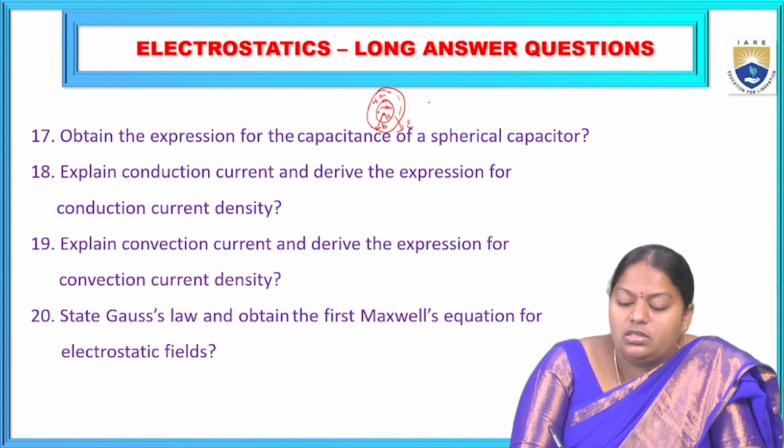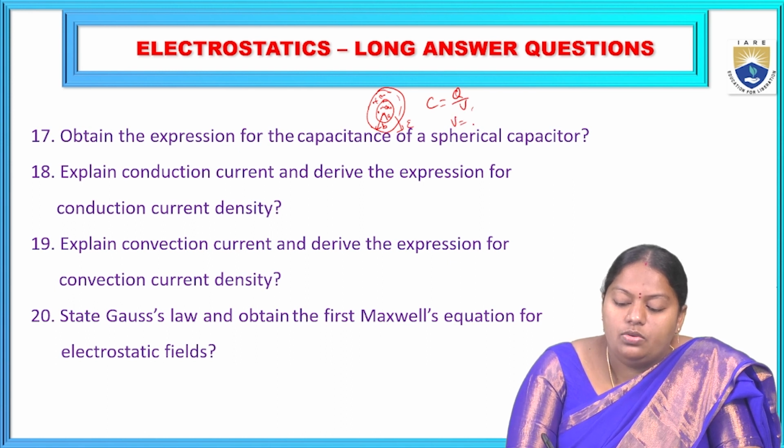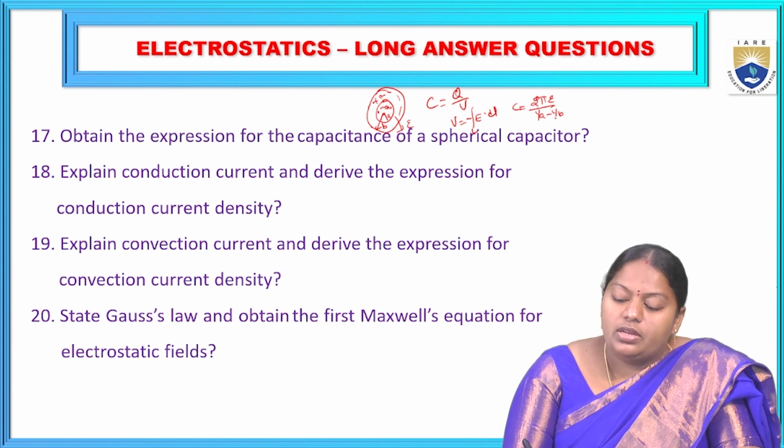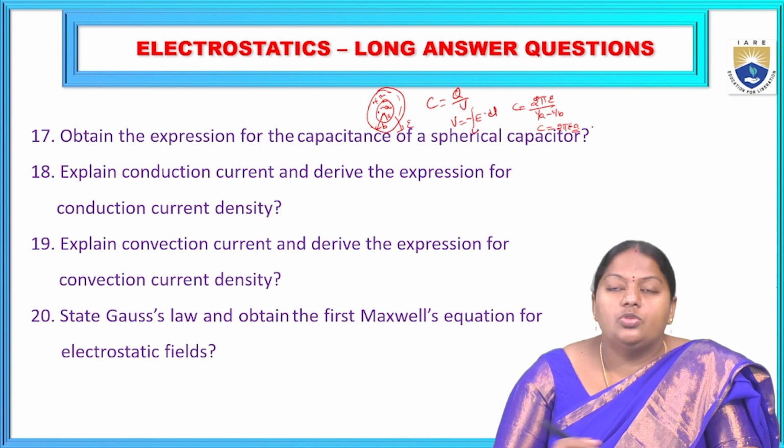Based upon this, if you consider the first definition, C is equal to Q by V, and if you evaluate the V value, that is integral of E dot dl, then after substituting V, C can be defined as 4 pi epsilon divided by (1 by A minus 1 by B), right? So for the Earth to be considered as a sphere, the outer sphere radius needs to be infinity, which means B tends to infinity, then 1 by B becomes 0. In that case C equal to 4 pi epsilon A is evaluated.